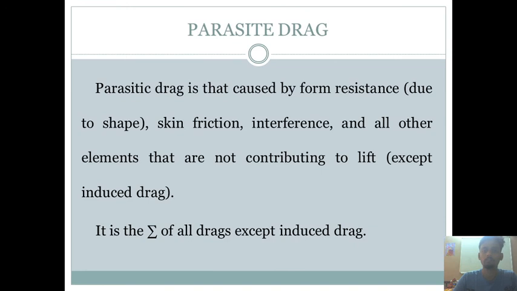Next, let us see about the parasite drag. The parasite drag is that caused by the form resistance, okay, form resistance, that is due to the shape and size of the aircraft, the skin friction drag, the interference drag, and all other drag elements, but the elements that are not contributing to the lift, that is except the induced drag. Okay, it is the summation of all drags except the induced drag, that is called the parasite drag.